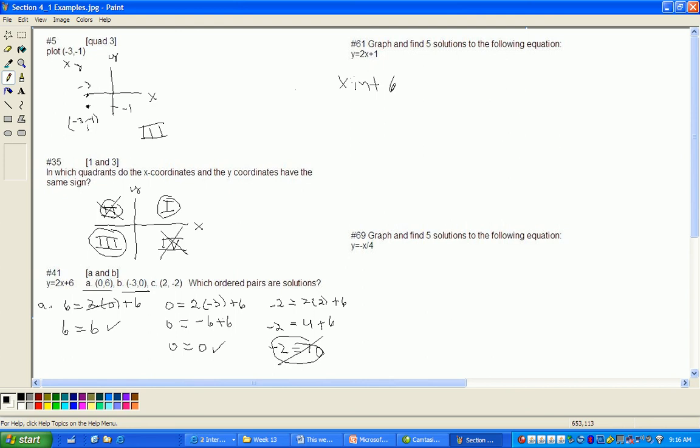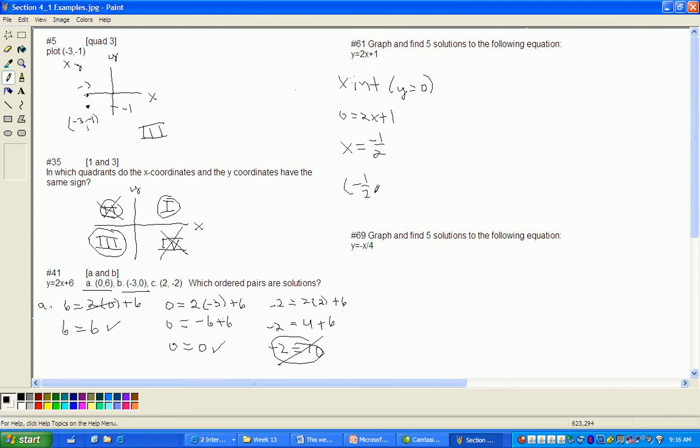So if I set y equal to 0, I have 0 is equal to 2x plus 1. Solve for x, x is going to equal negative 1/2. So my solution, my ordered pair here, is going to be negative 1/2, comma 0.